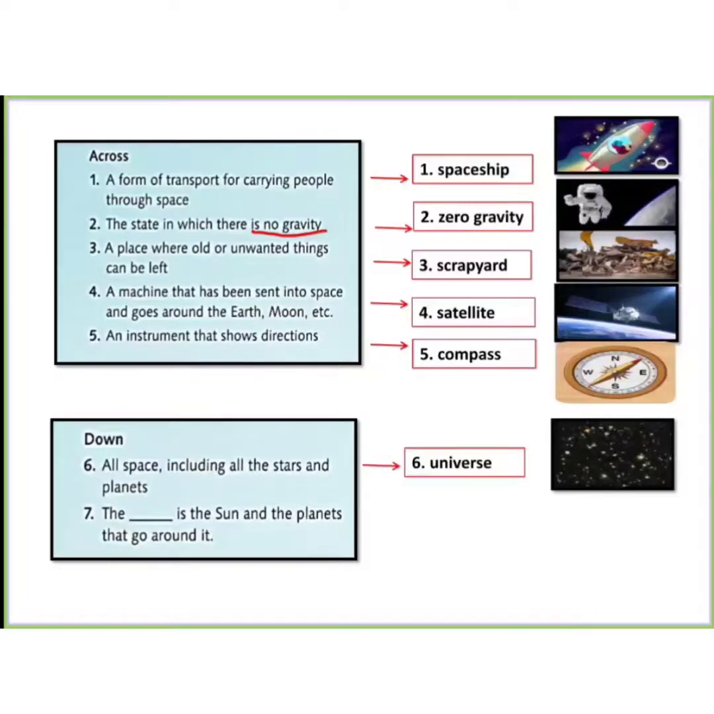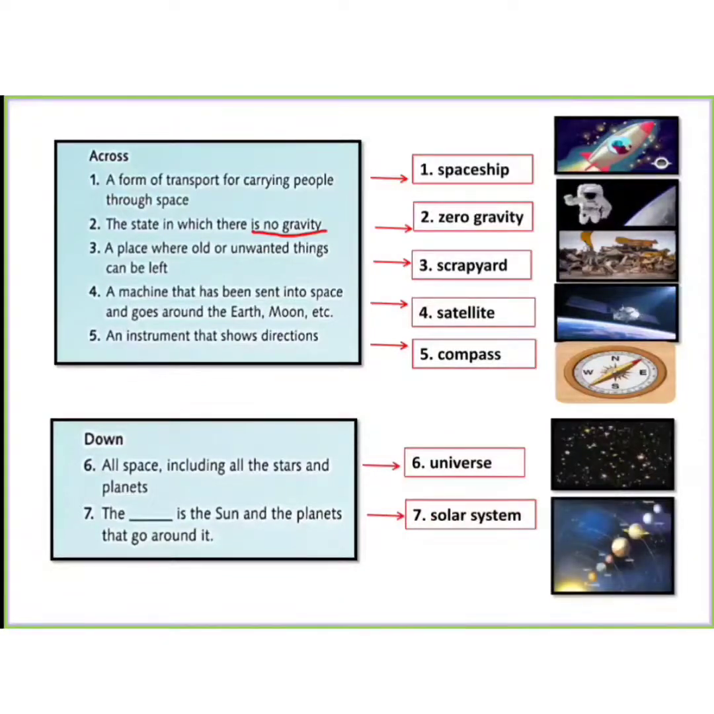Yes, the universe. Number 7, the blank is the sun and the planets that go around it. The answer is the solar system. The solar system is the sun and the planets that go around it.